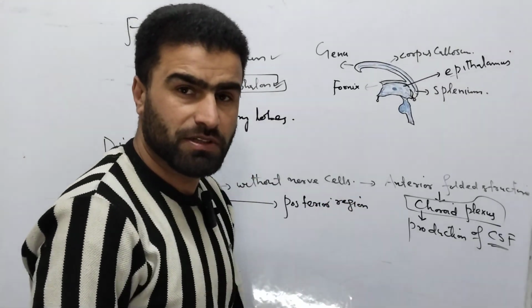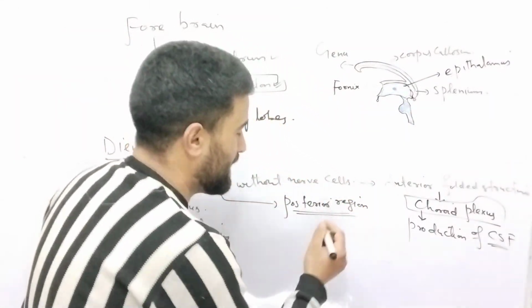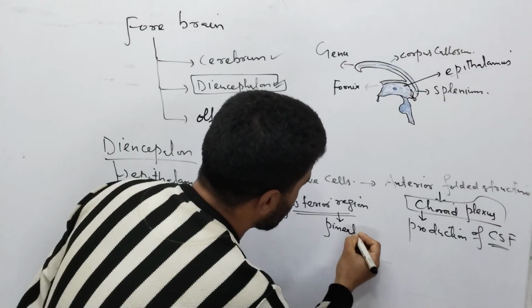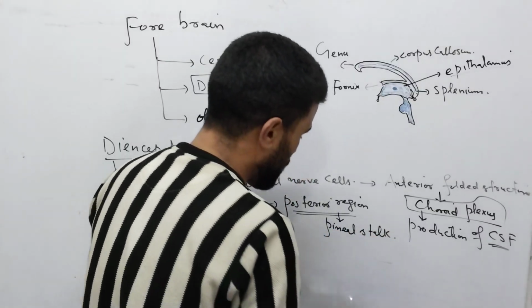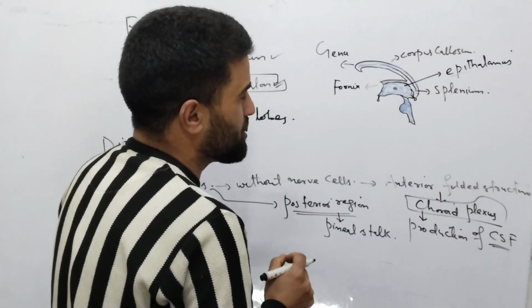And the posterior region of this epithalamus forms one more structure, that is the pineal stalk. What is this pineal stalk? Let me give a small explanation about this part.